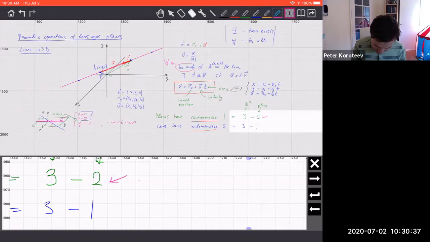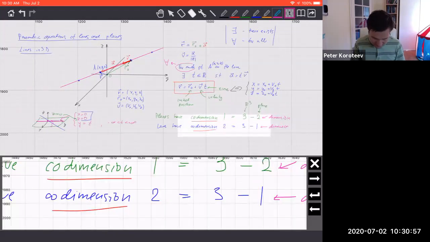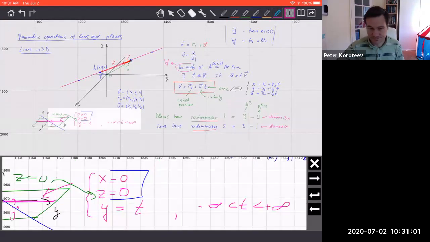So this is dimension: a plane is 2-dimensional and a line is 1-dimensional. Since a plane has codimension 1, it requires one equation to specify its location and orientation, and a line has codimension 2. That's why we need 2 equations here. Any questions?